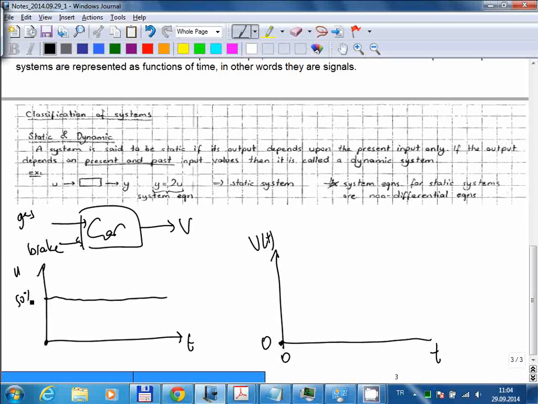So we step on halfway through the gas pedal, and as you all know, the car will start accelerating. The speed of the car will start increasing, and then after a certain while it will reach a constant speed if the road is level. Suppose that is the case, and the speed of the car changes until it reaches a steady state speed. Now let me ask you this question: do you think this system is a static system or a dynamic system?